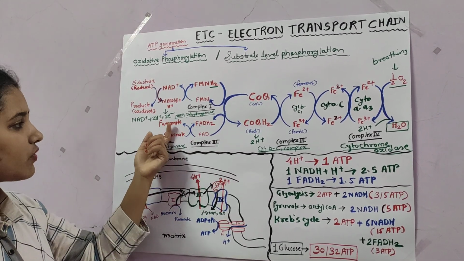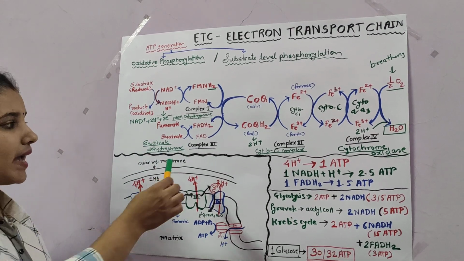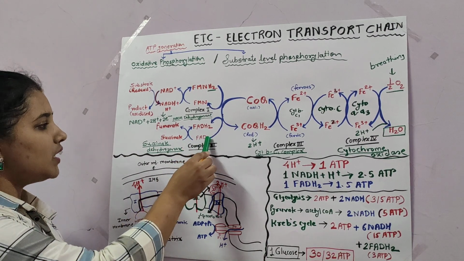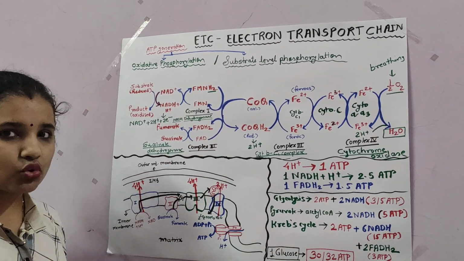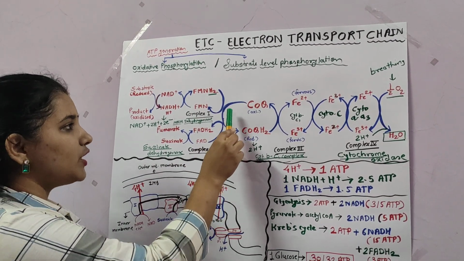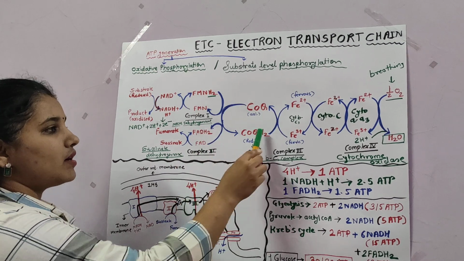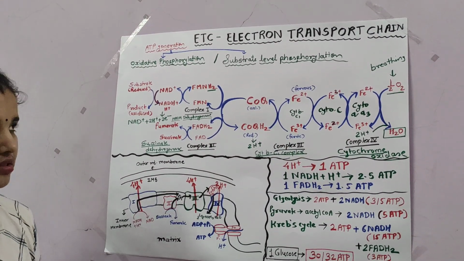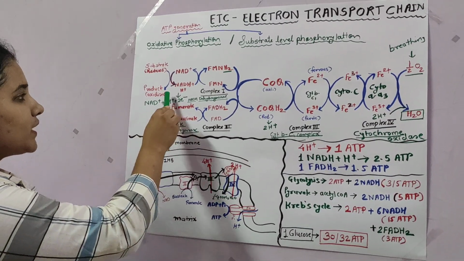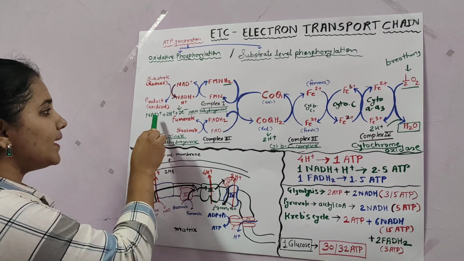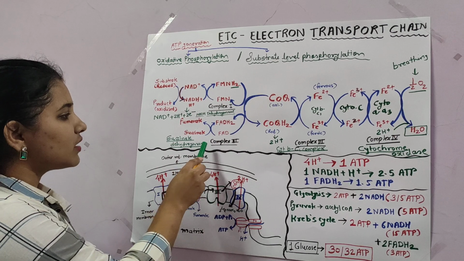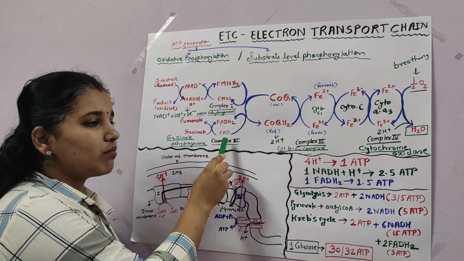As the succinate is converted into fumarate, FAD, the proton acceptor here, gets reduced to FADH2, and this FADH2 donates its protons and electrons to coenzyme Q, and again the same process takes place. But always remember that NADH enters the ETC from complex 1, and FADH2 enters the ETC from complex 2.